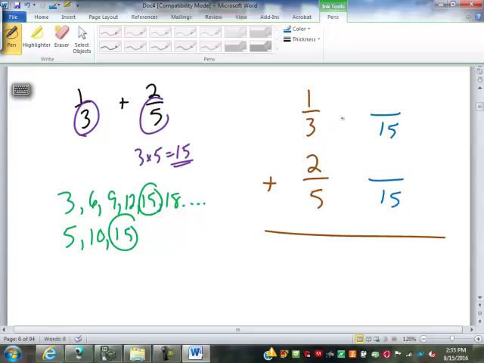So now we have to change the names. What do we multiply 3 by to turn it into 15? 5. So what do we have to do to the 1? Times 5. 1 times 5 is 5. What do we do to the 5 to turn it into a 15? Times 3. What do we do to the 2? Also times 3. Makes 6. Now we can add. Remember, when we add, once we have the same name, we combine the counts and we keep the same name. So we're going to add 5 plus 6 is 11, and we just keep the 15th.